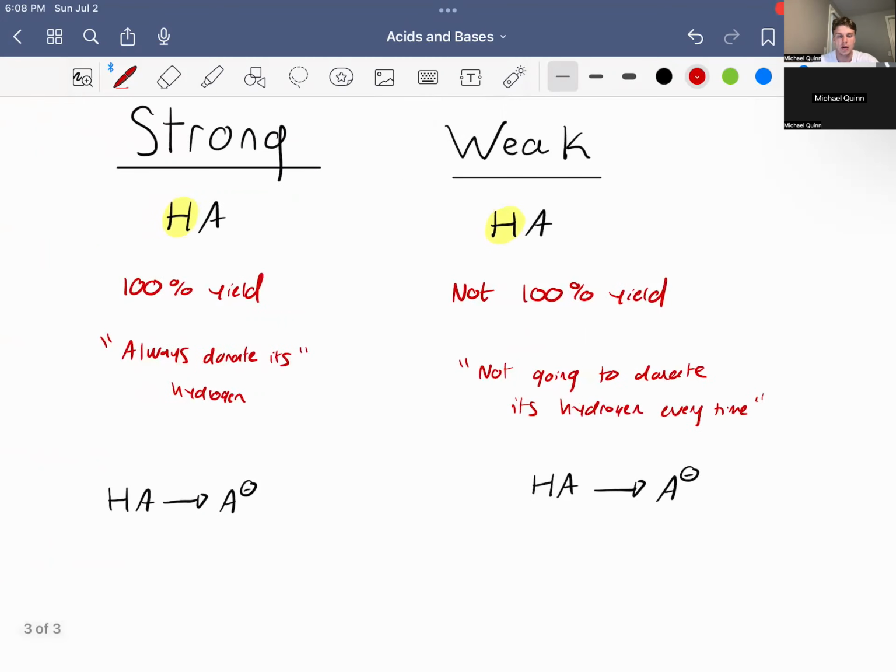So the main difference here is that a strong acid always donates its hydrogen to any base that will accept it, and a weak acid is not going to do that 100% of the time. We need to know a little bit more of the story, but understanding this is super important because when we do problems with having to know how much of something we have left and how much of something we produced, we need to know whether we're working with a strong or a weak acid.